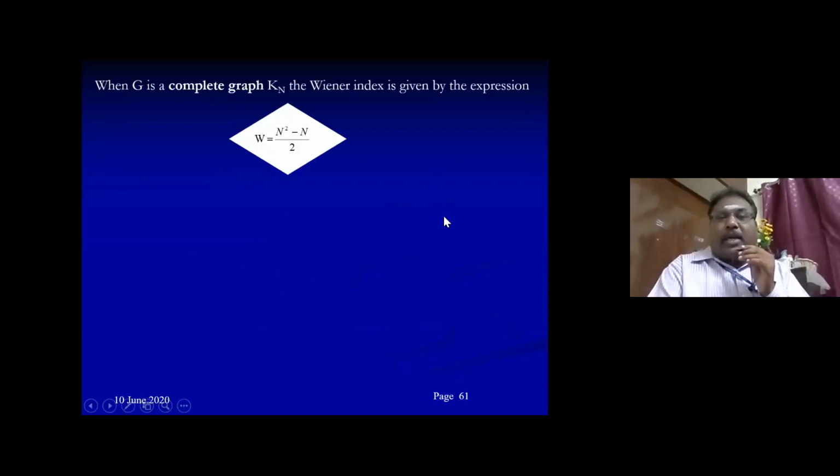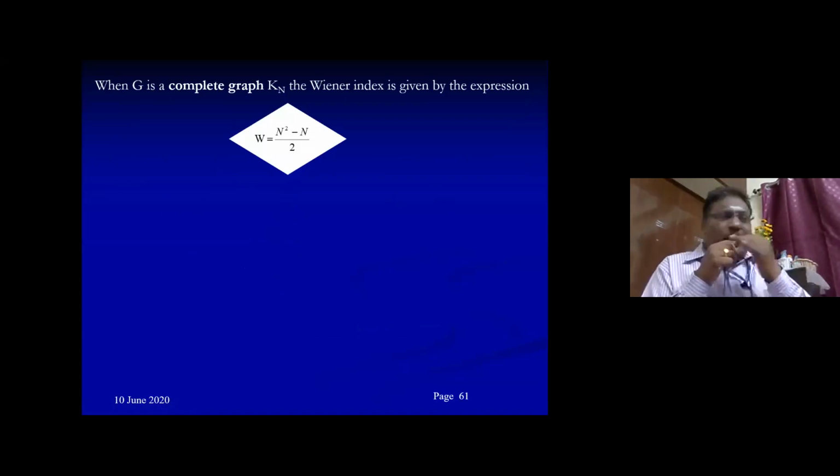Let us take a complete graph. What is a complete graph? A graph in which any two vertices are connected by an edge. So if you calculate the Wiener index for a complete graph with n vertices, it's (n squared minus n) by 2.